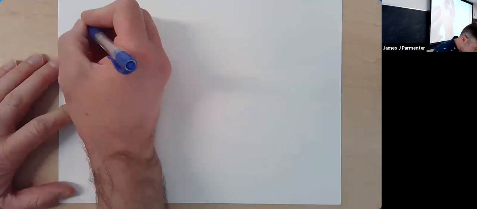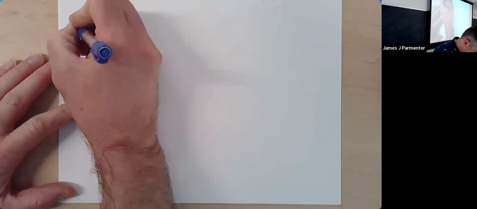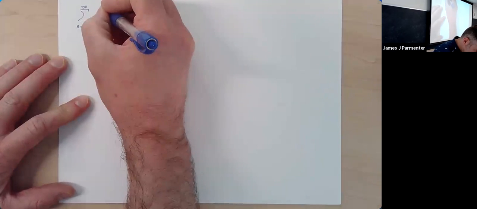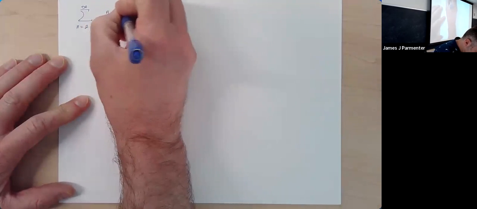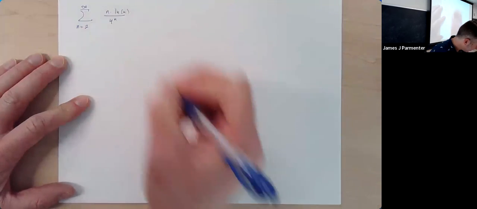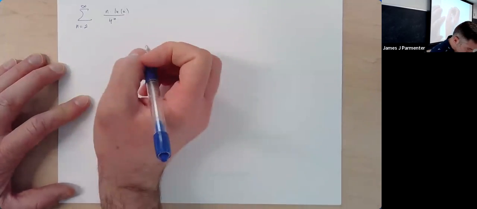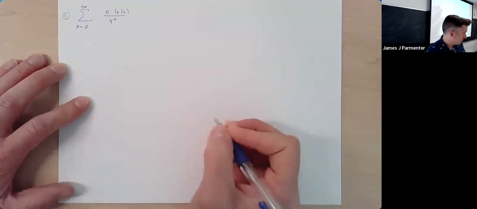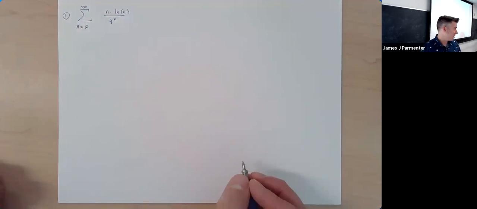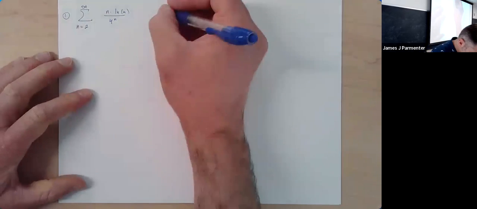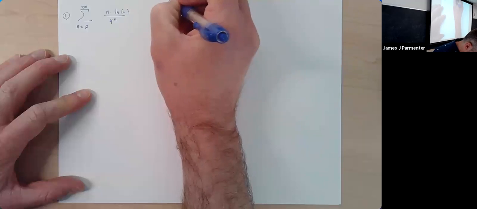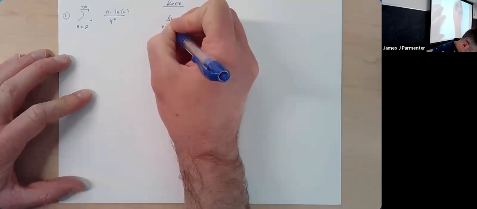So let's look at something like the sum from n equals 2 to infinity of n times natural log of n over 4 to the n. I will point out, I'm not thrilled about this one. It looks a little bit dicey, but I'm still going to try the ratio test because I have something raised to the nth power. So I have the limit of the ratio as n goes to infinity.